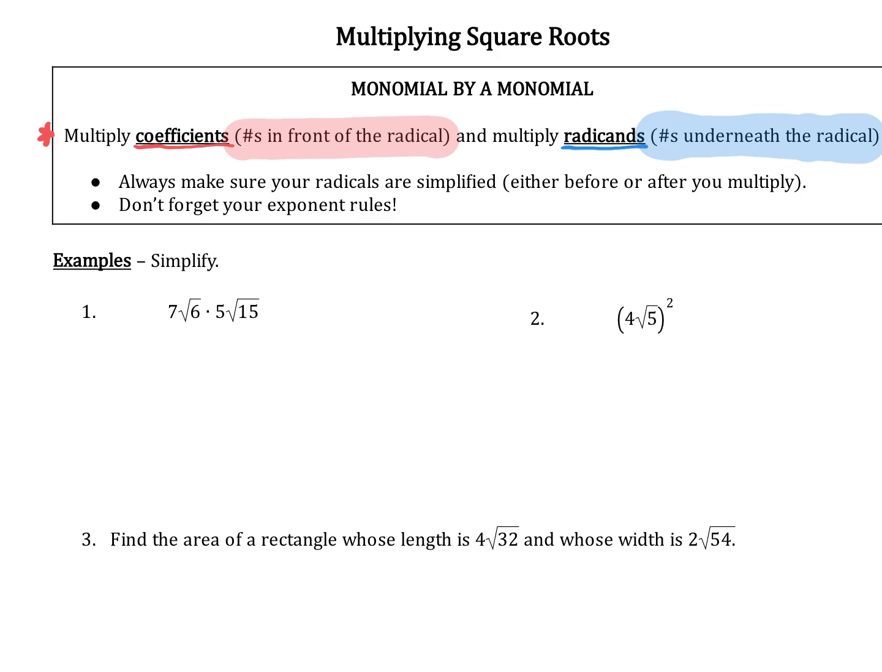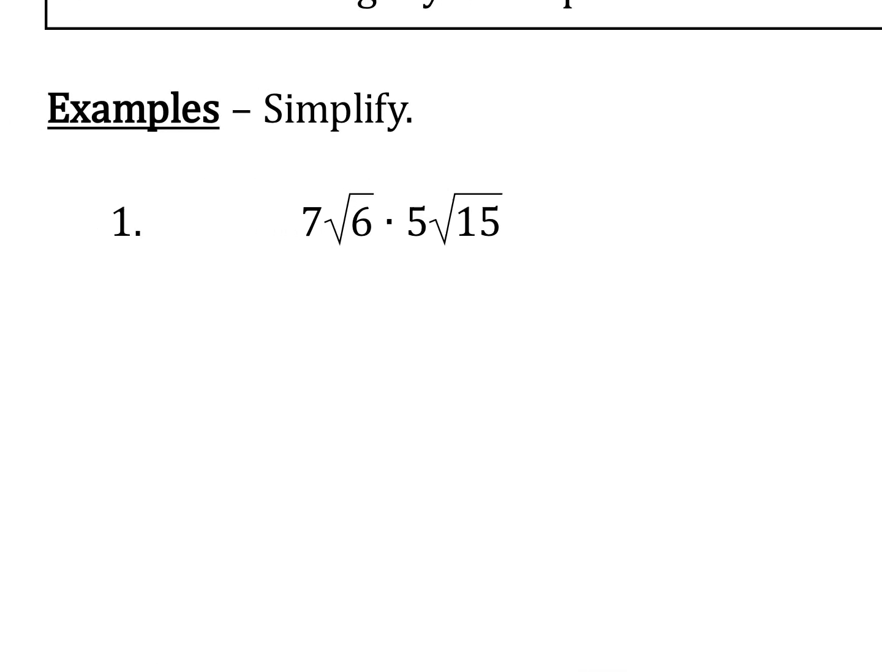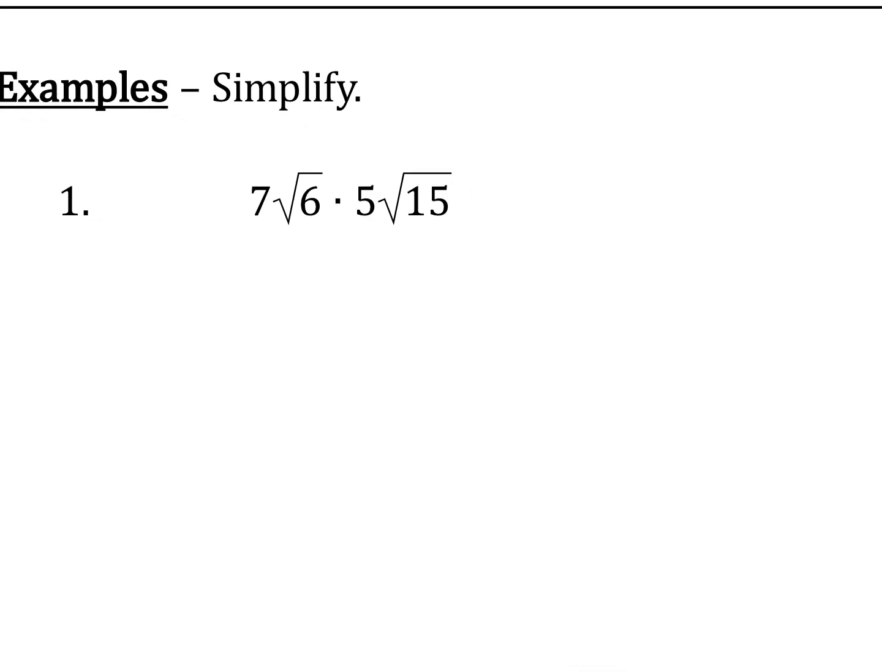All right, so let's look at this first example. I'm going to look at multiplying 7 root 6 times 5 root 15. And when I do that, I'm going to make sure I'm doing my outsides first. Oops, outsides first. 7 times 5 is 35. And then I'm going to be looking at multiplying underneath the radicand, 6 times 15, which is 90. And this is going to be your answer right here.